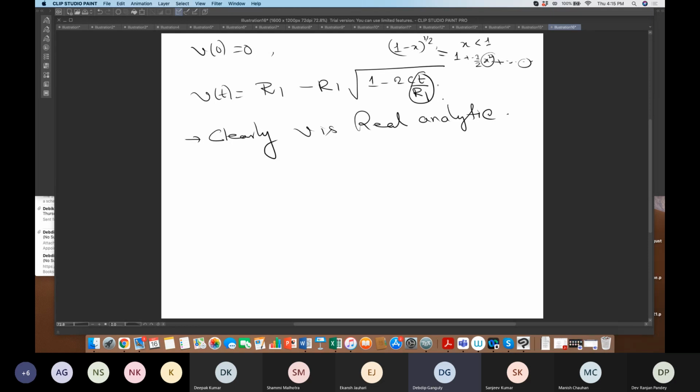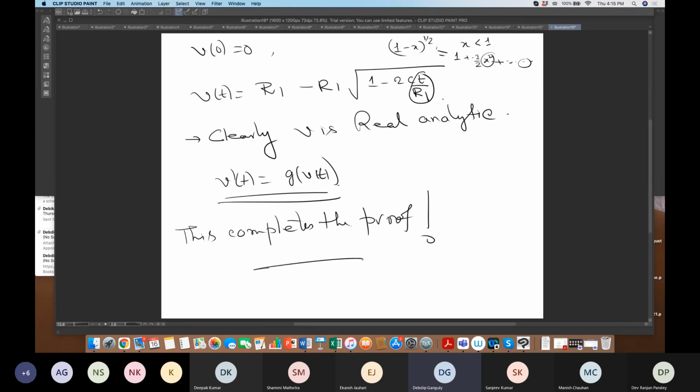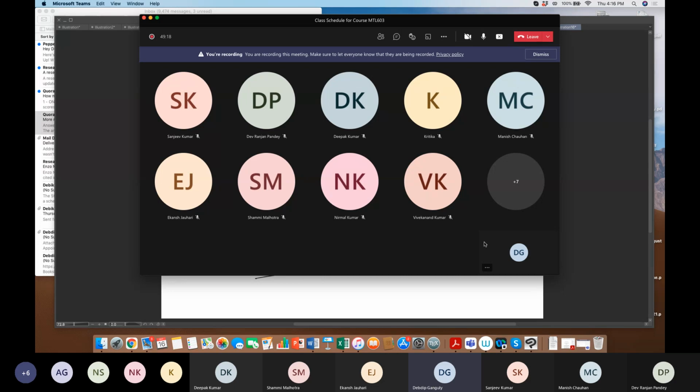Okay, so clearly V is real analytic, V0 is 0 and it satisfies V prime t is equal to G of t. See how beautiful the proof is. Okay. So this completes the proof. Okay. Any question? I will wait for 1-2 minutes and then please have a look on your page. Do you have any question? Is that clear? So we proved the Cauchy-Kovalevsky theorem.